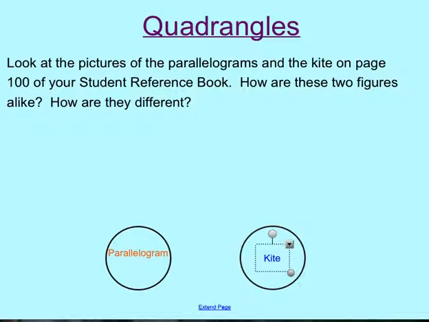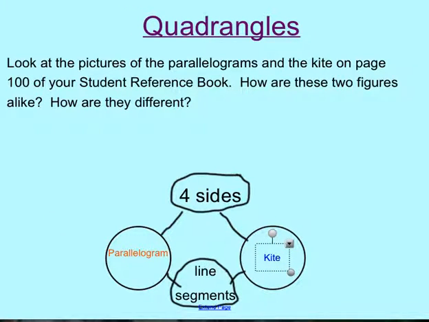Now, if you had your student resource book, I would have you open it and look at page 100. We're not going to do that right now, but I do want to talk about some similarities and differences with the thinking map between parallelograms and kites. Remember, our parallelograms are squished rectangles, and our kites we haven't talked too much about yet, but think about the kites that you fly in the sky. Some similarities. Both parallelograms and kites have 4 sides. That's right. They're both quadrangles. They also have line segments, 4 of them each to be exact.